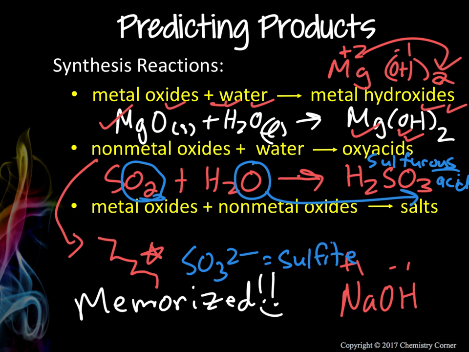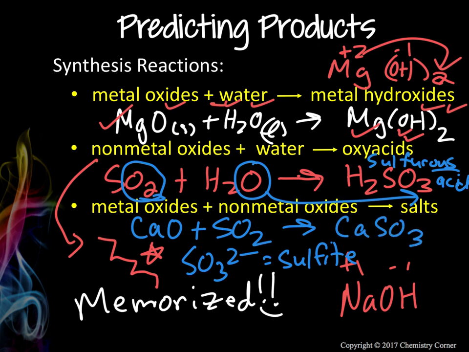And the last one is metal oxide and a non-metal oxide. So let me give you an example of calcium oxide plus, we'll go ahead and just use the sulfur dioxide again. We're basically going to combine those, very simply put, CaSO3. Now notice, what do we got here? We got two and we got one. That's going to make three. So when you get these synthesis things, they're not going to randomly get a random four or whatever. They're going to add up to what you had in the reactants.